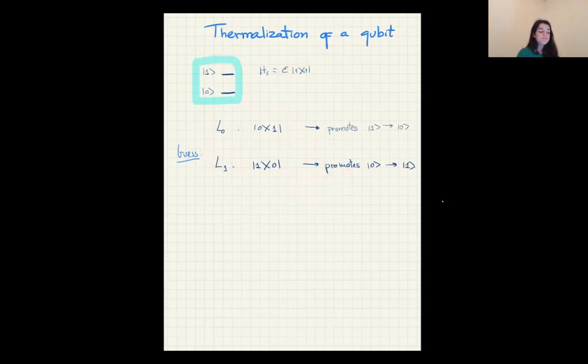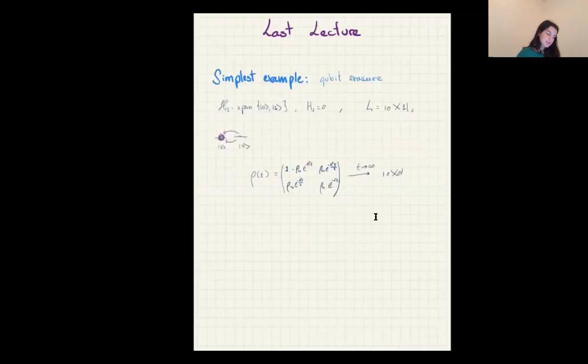So now, as a guess, let's take a little bit of this and a little bit of that, by which I mean, let's put some coefficients here, alpha and beta, and we'll determine what they are later. So this is kind of our guess. And now we can write the Lindblad operator equation with this. So let's get the Lindblad equation.